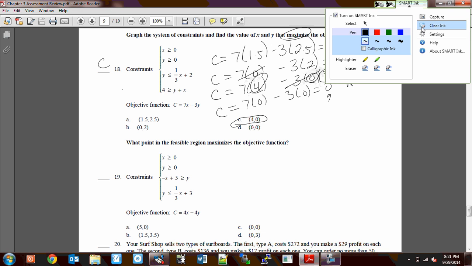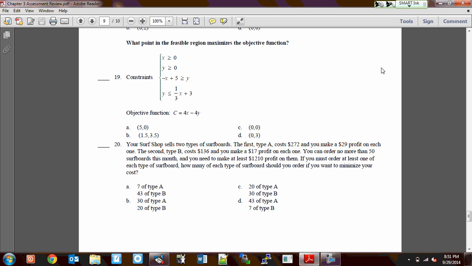Let me clear this off. All right, 19, what is the feasible region? Again, let's go ahead and graph all these. X less than or equal to 0, y less than or equal to 0. And then we have y is less than or equal to negative x plus 5. And y is less than or equal to 1/3 x plus 3.